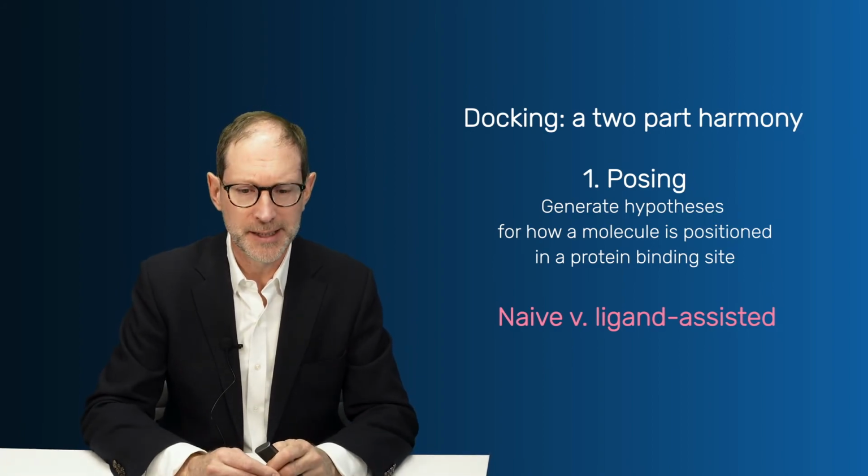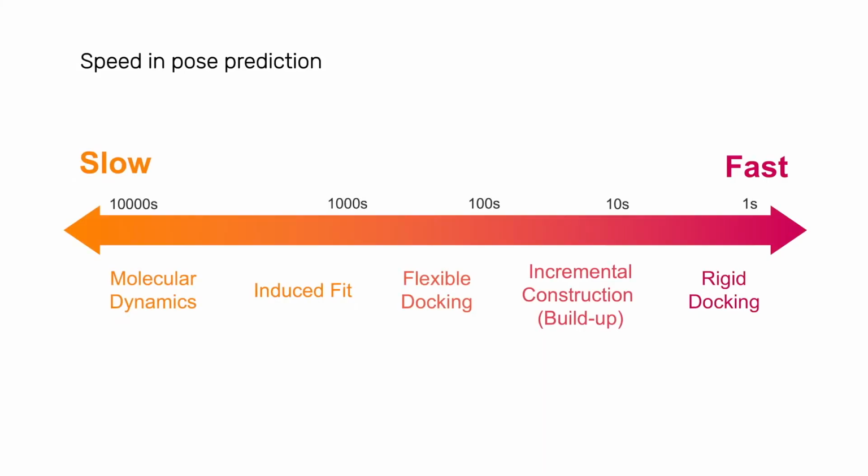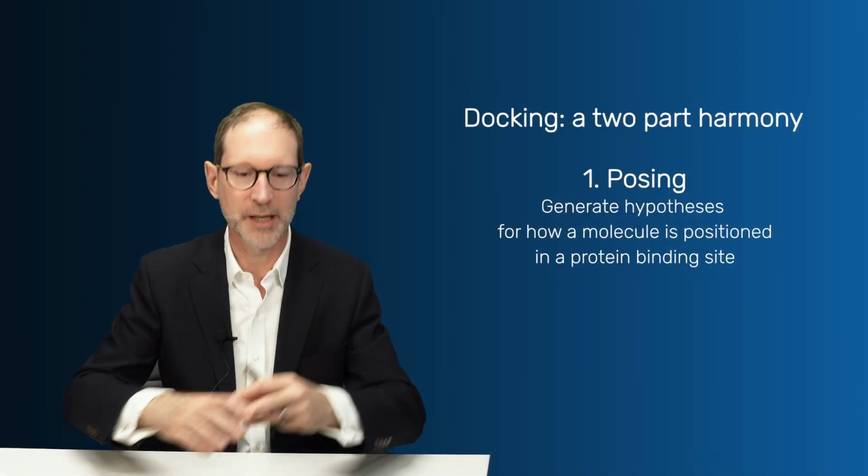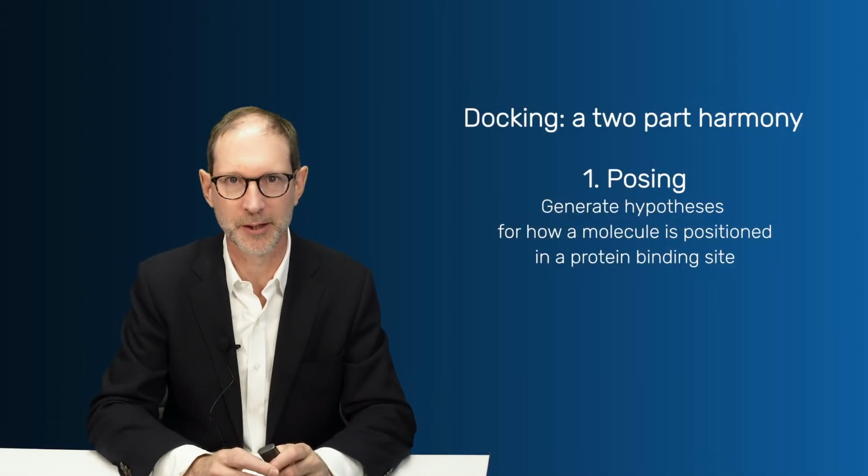So speaking of speed, rigid docking methods usually by far the fastest. Build-up methods a little bit slower. Fully flexible docking slower still. If we allow flexibility of both the protein to some degree and the ligand, that's induced fit, that's even slower. And of course, if we allow full flexibility for both the protein and the ligand, that's molecular dynamics, and that's going to take a lot longer yet. So we have a whole set of posing mechanisms now.